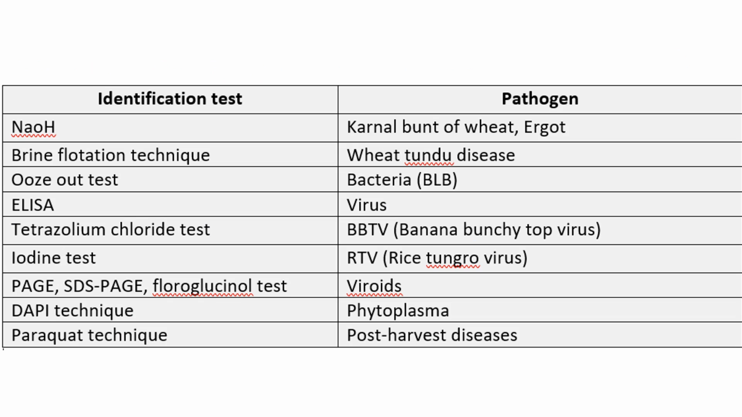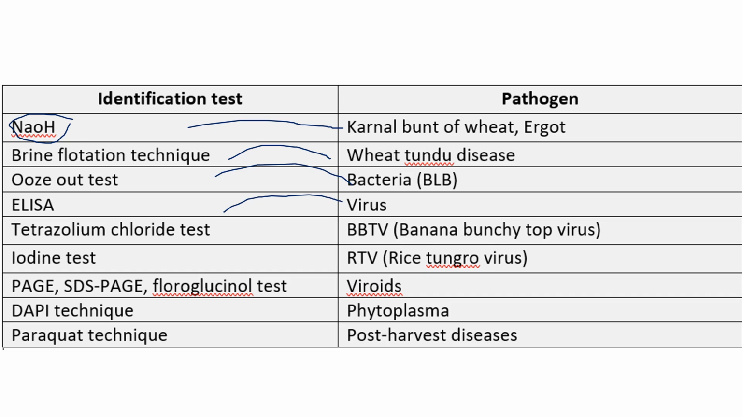And this slide represents the previous slide, that is actually the identification tests we have discussed, right? So the tetrazolium chloride test is recommended for banana bunchy top virus identification. There are other identification tests for the detection of various kinds of plant pathogens. NaOH test, or sodium hydroxide test, is generally recommended for kernel bunt of wheat and ergot diseases. Brine flotation technique is recommended for wheat tundu disease. And the ooze out test, we know very well, can be recommended for all bacterial diseases.